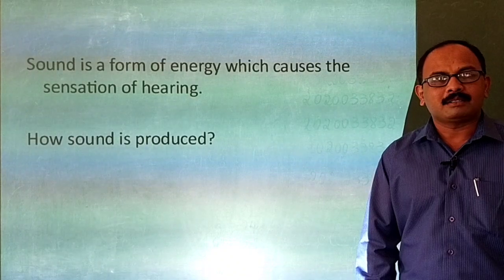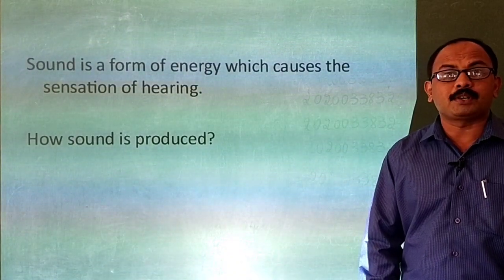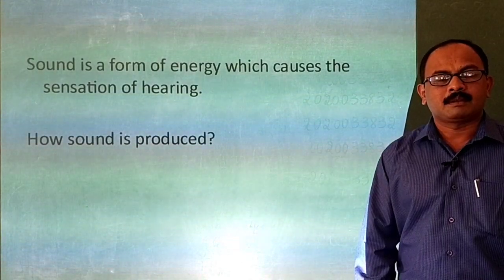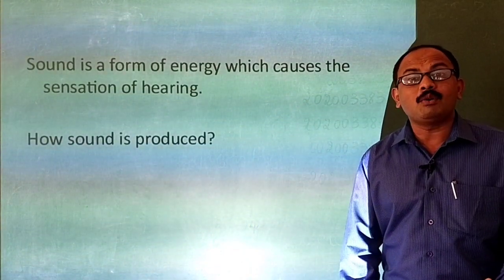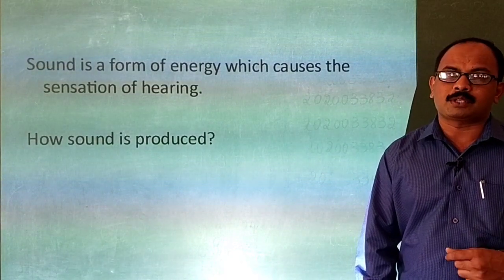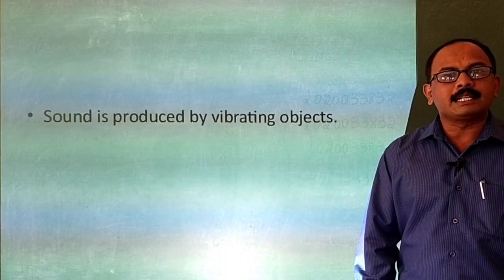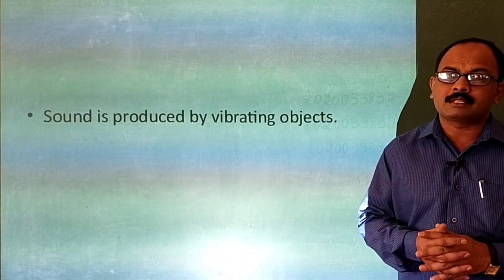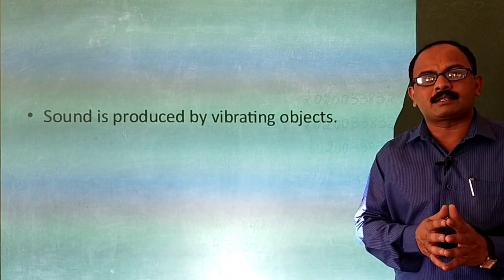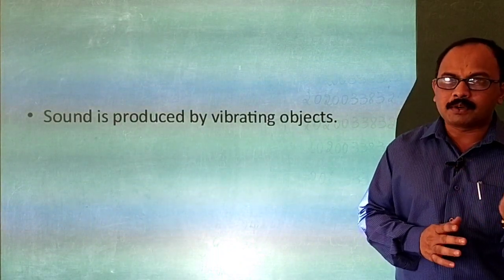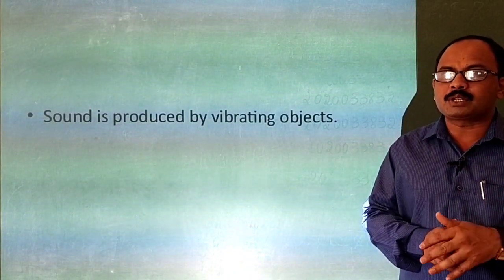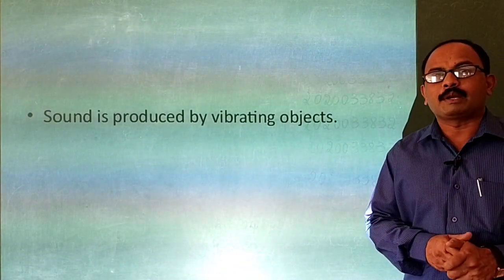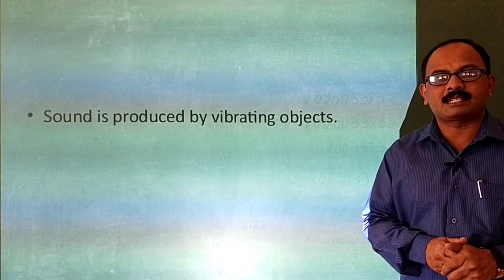The second part: how sound is produced. We see a variety of sounds, but we must know how they are all produced. Sound is produced by vibration of objects. Whichever objects vibrate, sound is produced. Sound is produced by vibrating objects, or vibration of objects.